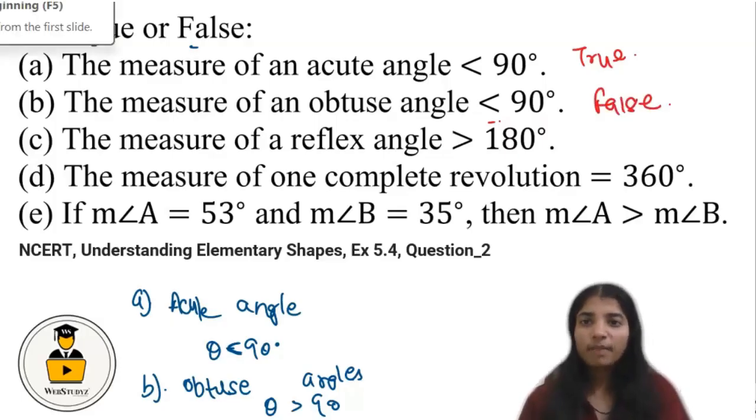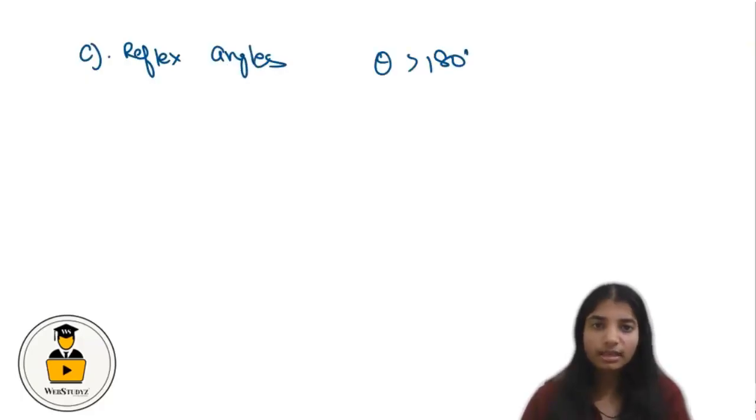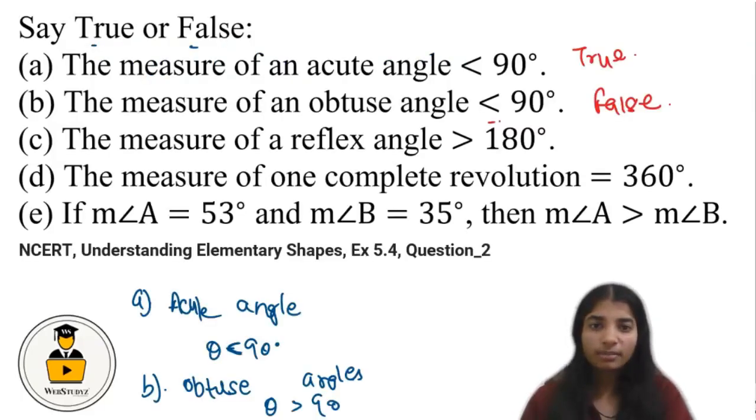Next is the measure of a reflex angle. So reflex angles are those angles whose measure is greater than 180 degree. So here in this question we are given that the measure of a reflex angle is greater than 180 degree. So we can say that yes, this statement is true.